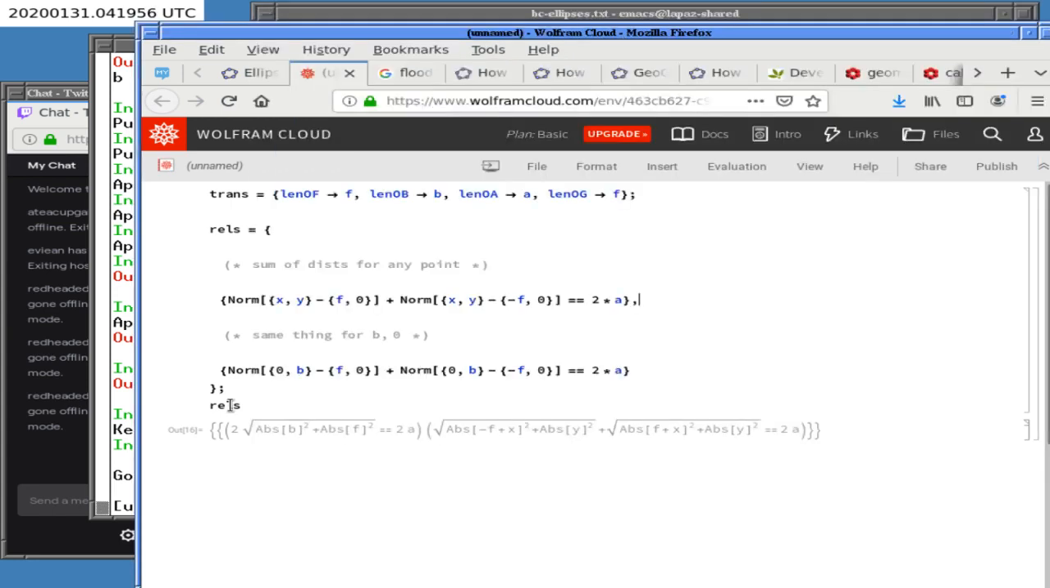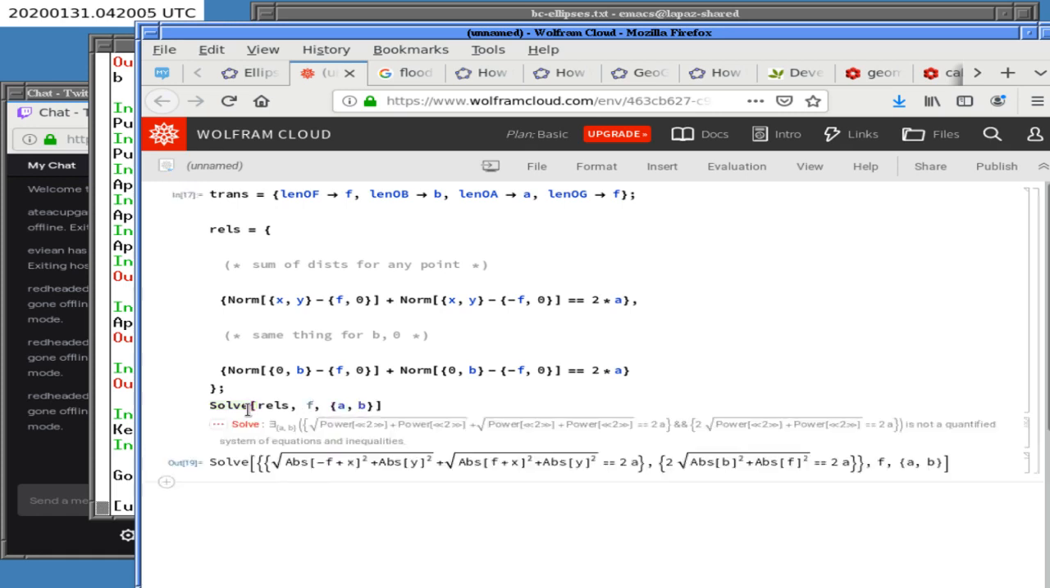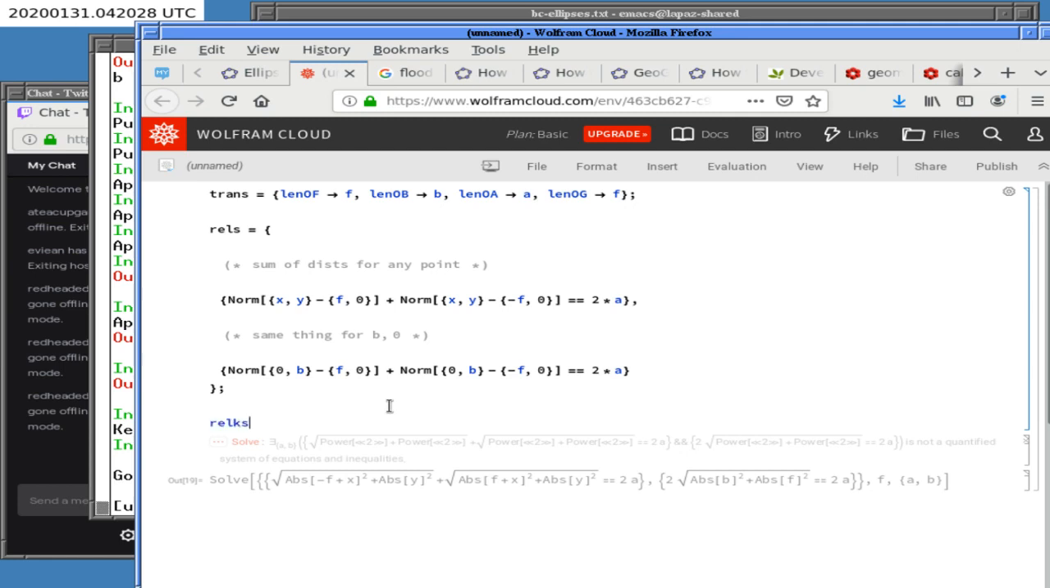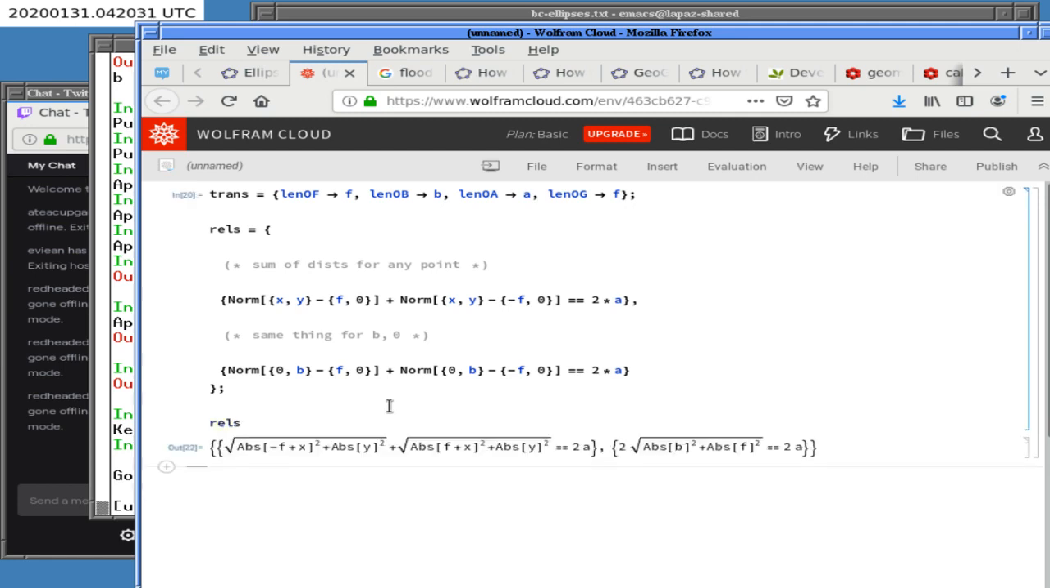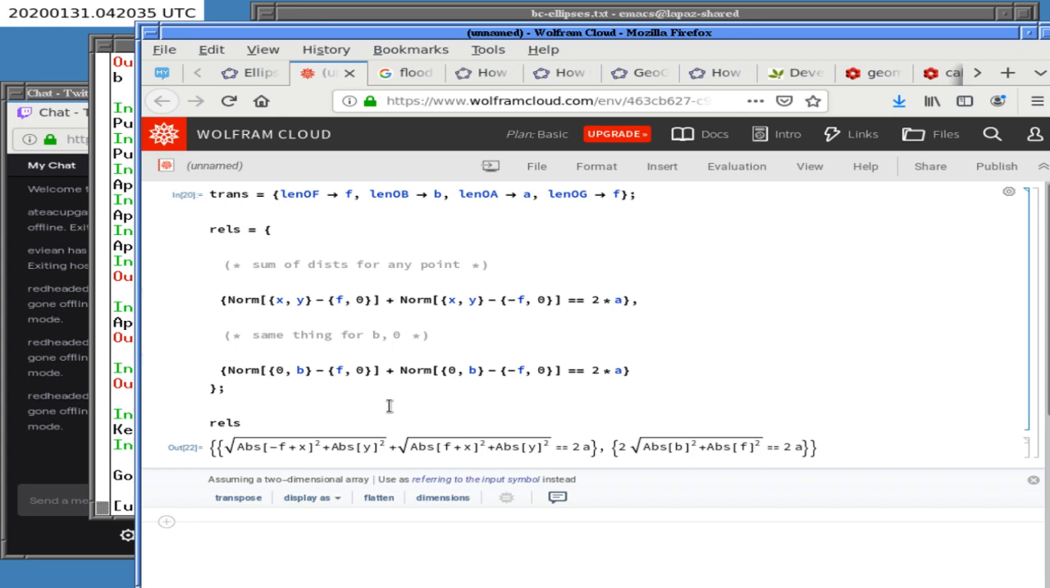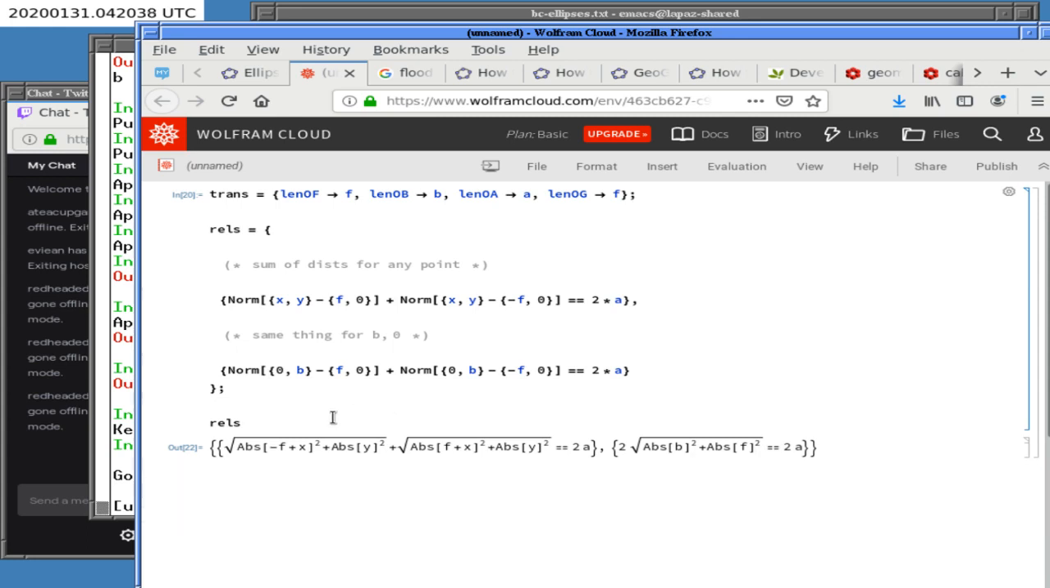Okay, so now solve rels for f in terms of a and b. And I don't think that's going to work. Well, yes. Now rels actually is a list. So, by the way, we're not going to do Pomodoro tonight. I don't know if that's good or bad, but we're going to try to keep going here for a bit. Alrighty. So let's make sure rels is now, in fact, a list. Which it should be. That's a list of equations. Reduce rels, give me f in terms of a and b.